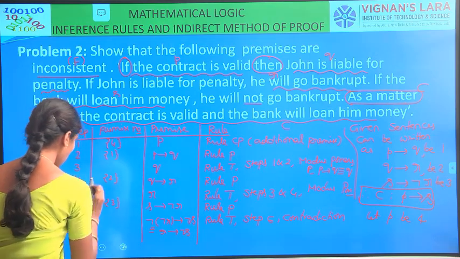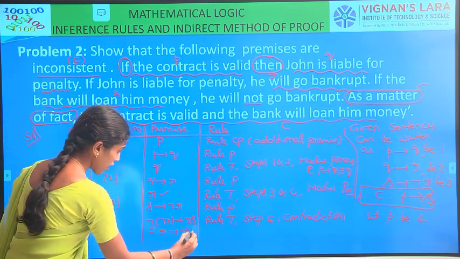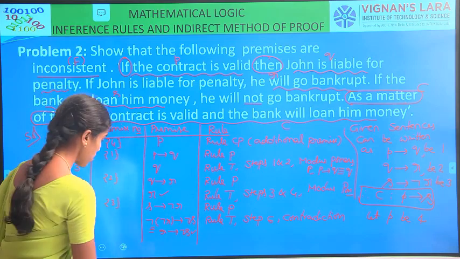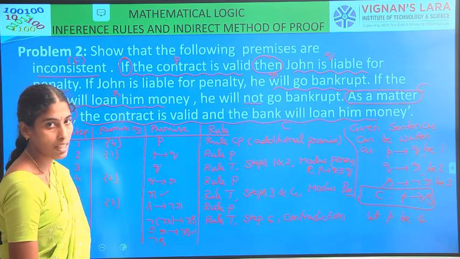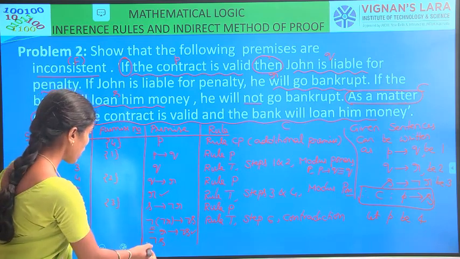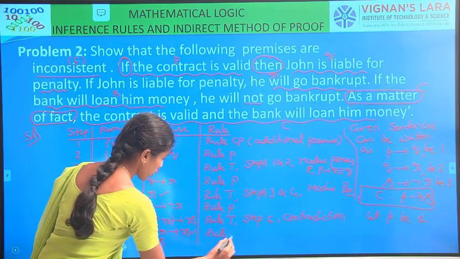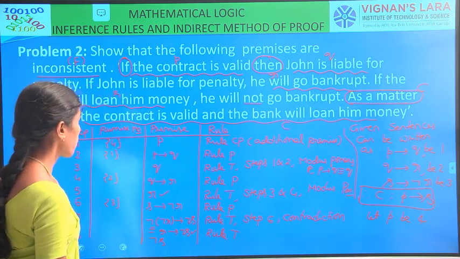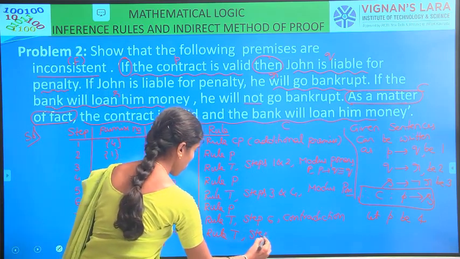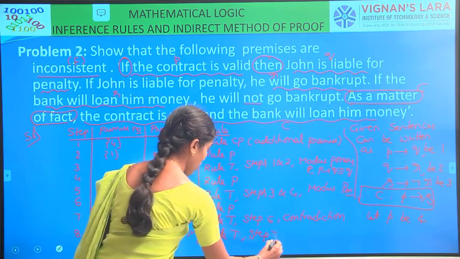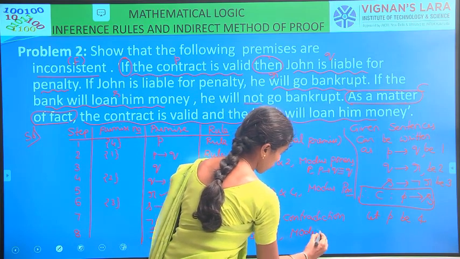Right, now I am taking the 8th one. So we have R and R conditional negation S. We get negation S. Right? So what are we getting? Negation S. So which is the derivation? Rule T. Using which step here? Using step number 7. And using which formula here? Modus ponens.